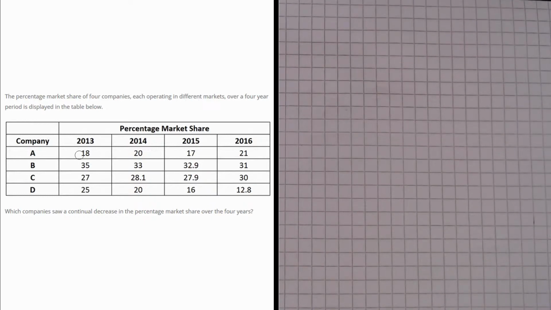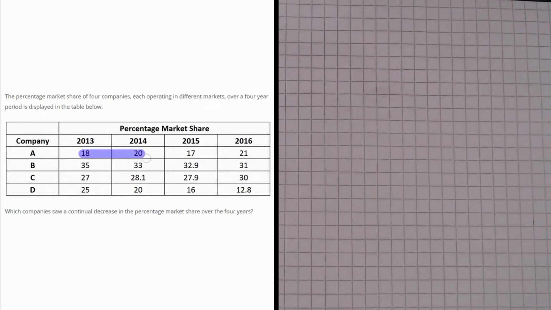So let's start with company A. So in 2013, they had 18%, and this goes up to 20%, so these are not a contender. Now let's have a look at company B. So we start at 35, we go down to 33, down again to 32.9, and down once more to 31. So company B works, because it's got smaller each year.